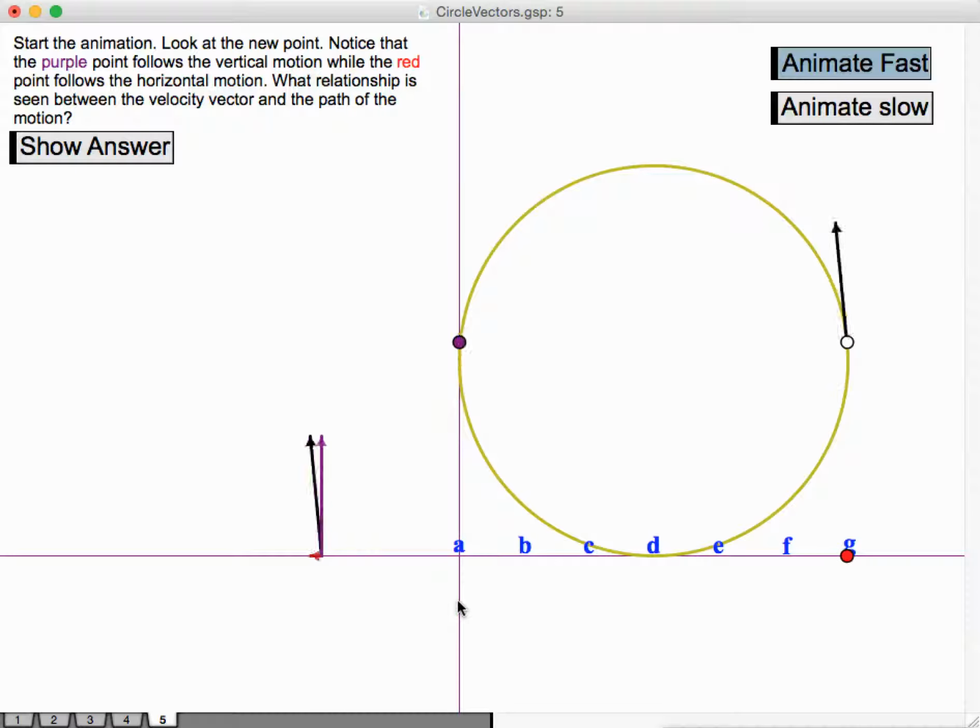So really trying to come to the idea that any particular complex motion, in this case motion around a circle in two dimensions, can be broken up into simpler motions in one direction. In this case, one direction along the horizontal axis and one direction along the vertical axis.